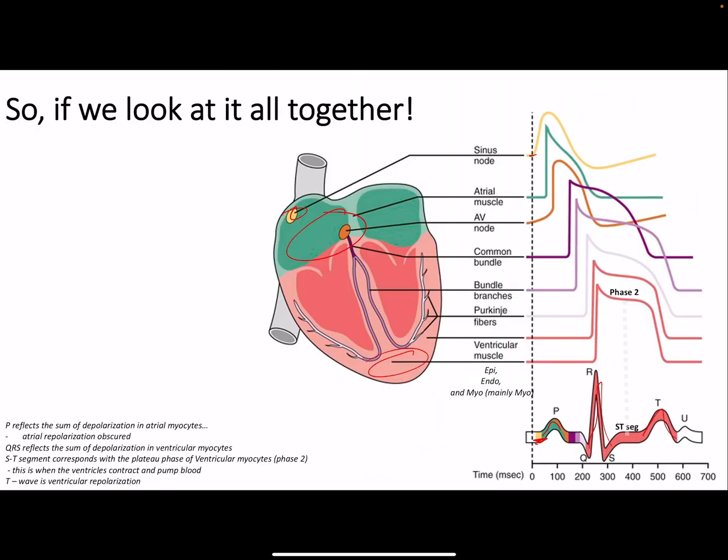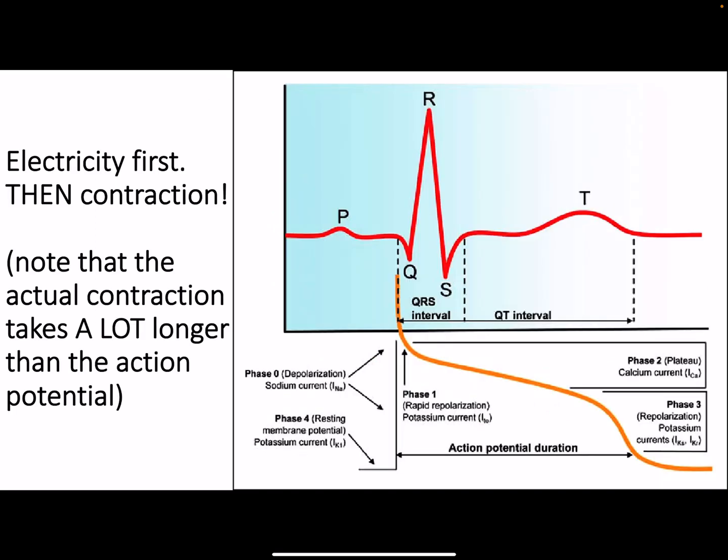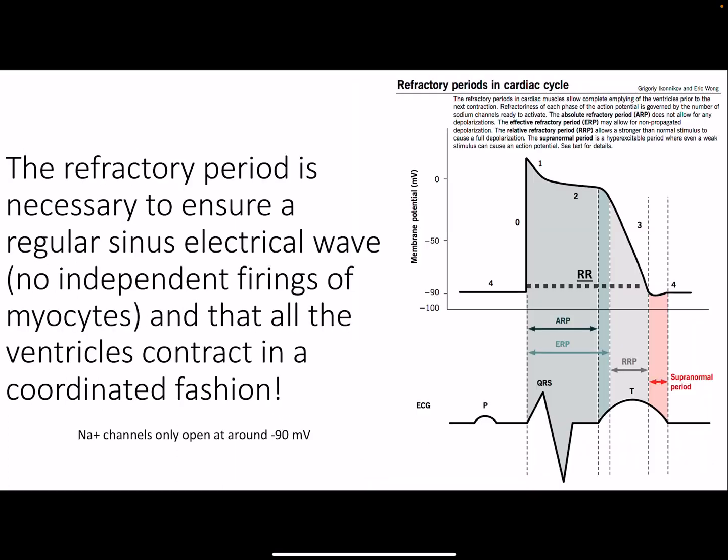Trying to think what else about this. The ventricular muscle is really just the epicardium, endocardium, and mainly the myocardium is where most of the muscle, most of the oomph is generated. And as we said before, here's our electrical contraction, but the actual phase 2 and contraction is probably going to happen somewhere in this region over there.